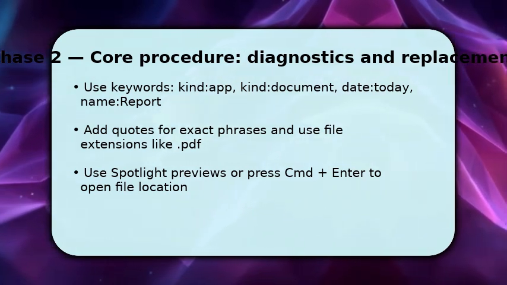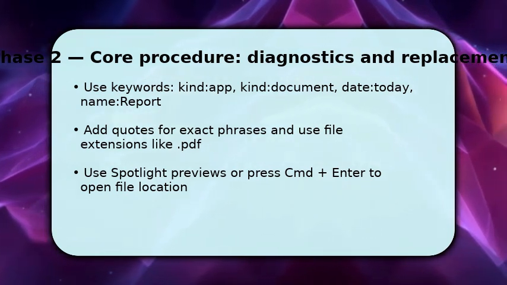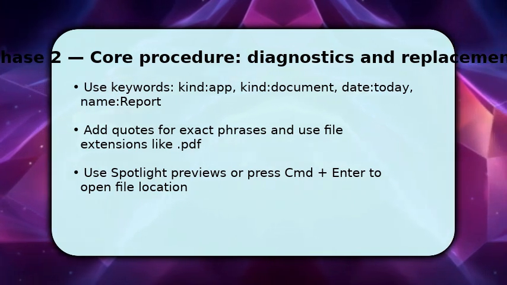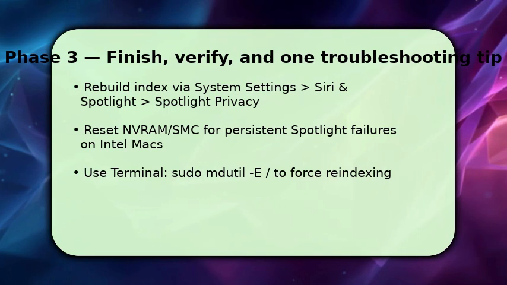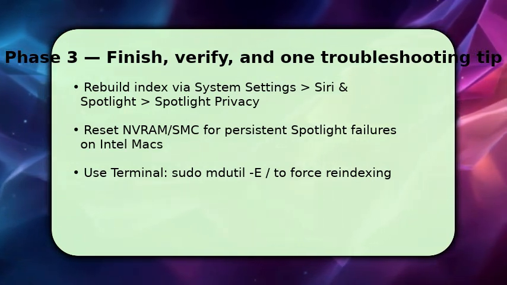Once you see a result, press space to preview and decide. Press CMD plus Enter to open the folder containing the file. These refined steps save time by avoiding irrelevant matches and keeping you moving. Finish by knowing how to recover when Spotlight misbehaves. If results are missing, rebuild the index.